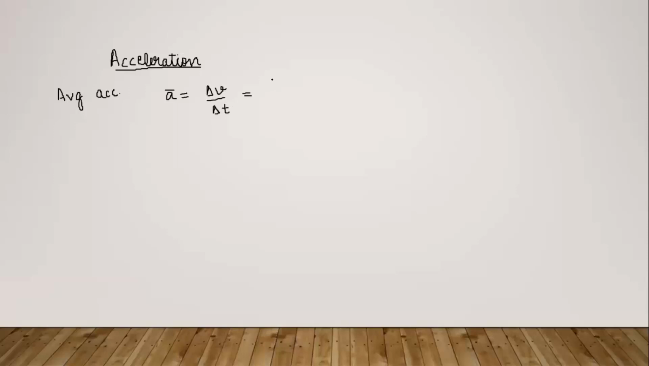When we expand it, we get delta vx by delta t i, sorry, this is x because we are expanding it in components. So it's delta vy by delta t j, or we can write it as ax i plus ay j. That's the component of acceleration in the x direction, and that's the component of acceleration in the y direction. So acceleration can be written in this way.